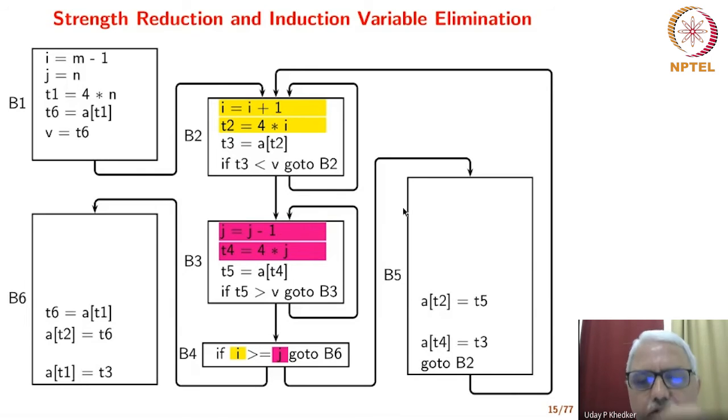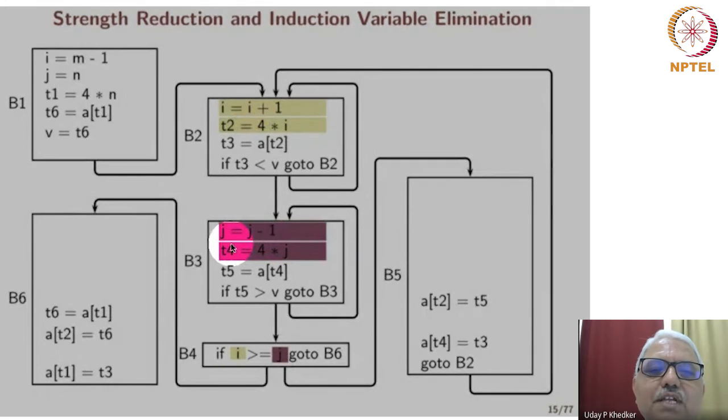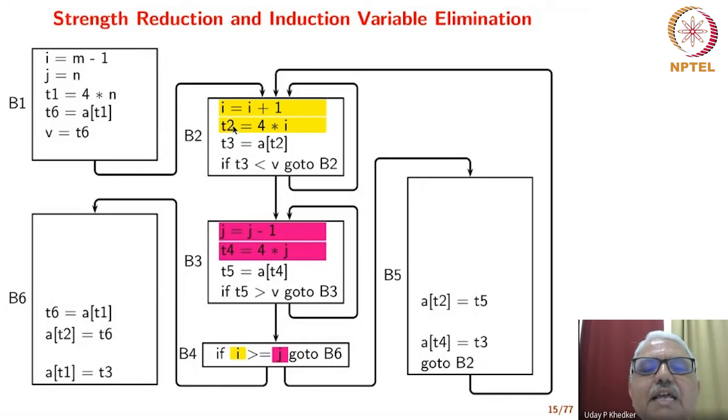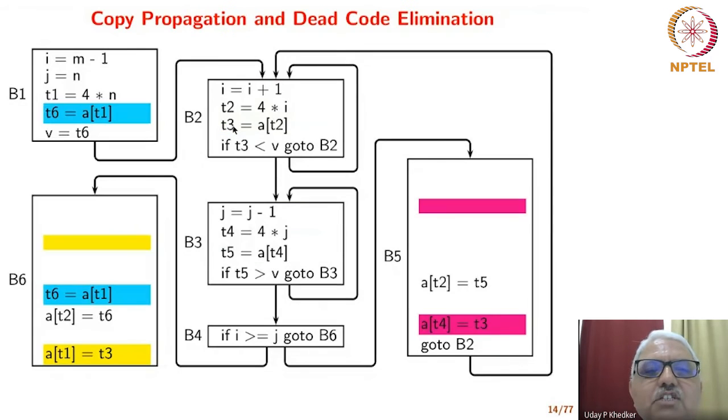So the thing to observe here is that this 4 star J, when we compute 4 star I here and when we compute 4 star J here, the value of T2 increases by 4 every time the value of I increases by 1. Similarly here, T4 is 4 star J and J is decremented by 1, so every time the value of T4 decrements by 4, while the value of T2 increments by 4, which means that I and J are moving in a locked fashion.